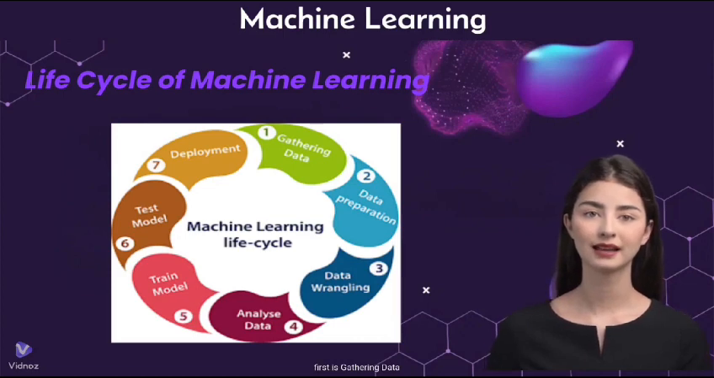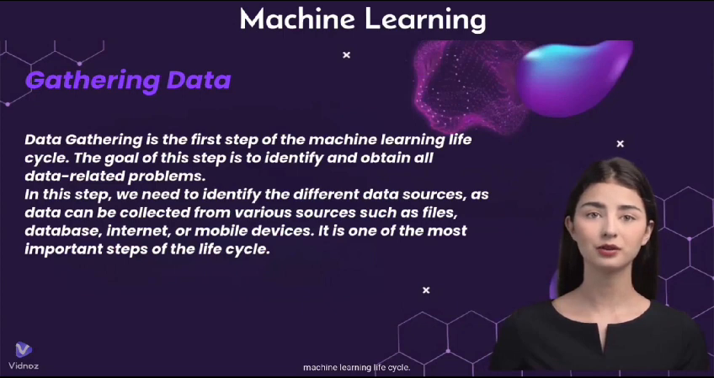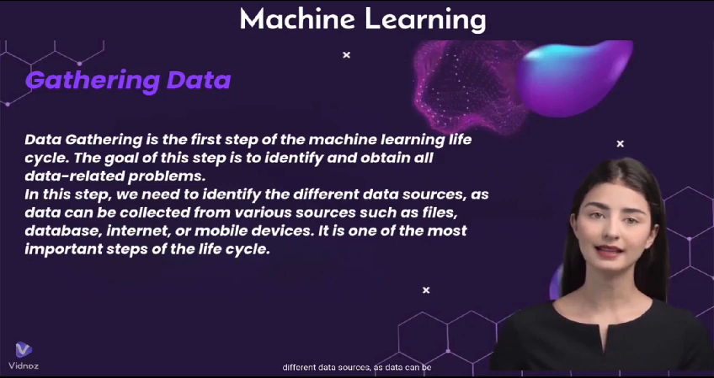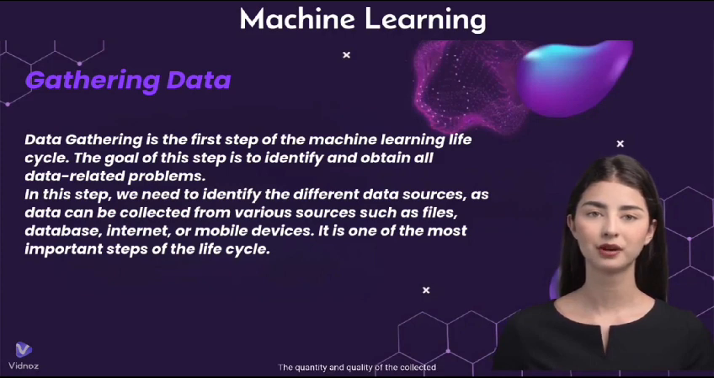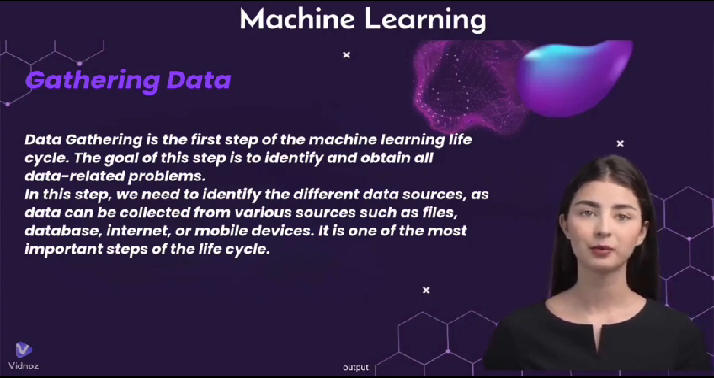First is gathering data. Data gathering is the first step of the machine learning life cycle. The goal of this step is to identify and obtain all data-related problems. In this step, we need to identify the different data sources, as data can be collected from various sources such as files, database, internet, or mobile devices. It is one of the most important steps of the life cycle. The quantity and quality of the collected data will determine the efficiency of the output.